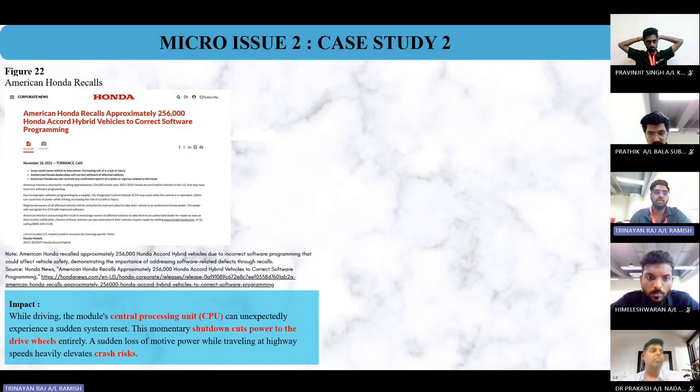In figure 22, it shows Honda recalled approximately 256,000 Accord hybrid vehicles due to incorrect software programming. The problem involves the vehicle CPU, which could suddenly reset while driving. This could temporarily cut the power to the drive wheels, increasing the risk of a crash, especially at high speed.